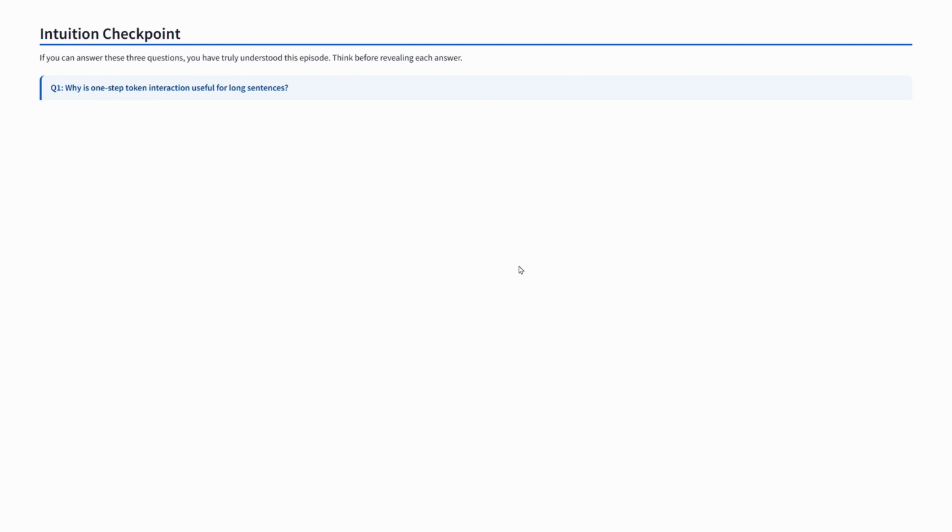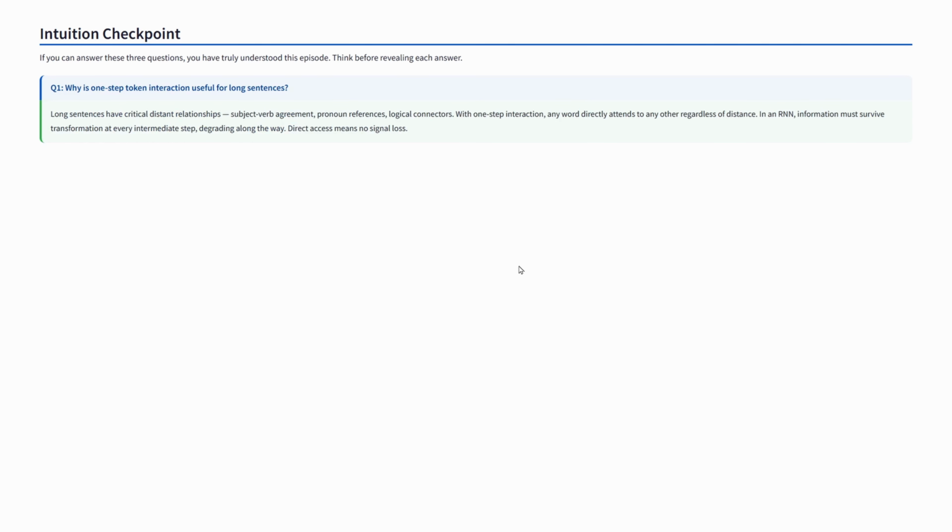Now let's test whether you actually understood what we covered today. I have 3 questions and I want you to pause and think about each one of them before I reveal the answer. Here's question 1. Why is one-step token interaction useful for long sentences?